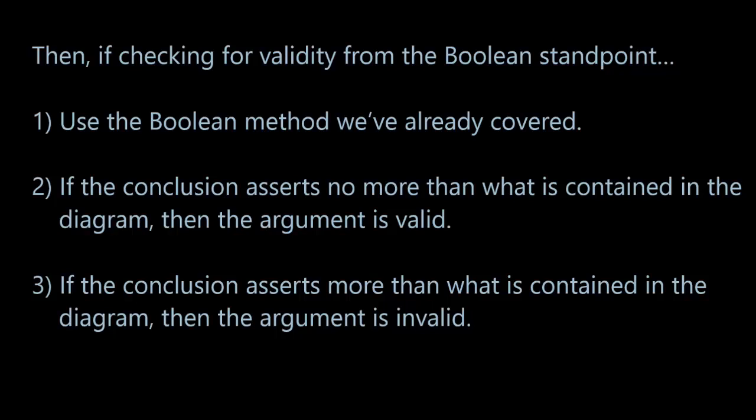Now in testing for validity, we check to see whether the conclusion asserts more or no more than what is contained in our diagram. If it doesn't contain more information than what is contained in the diagram, our argument is valid, for then the truth of the premises guaranteed the truth of the conclusion. But if the conclusion asserts more than what is contained in the diagram, then the argument is invalid. That is, the premises did not force it to be true what the conclusion states.